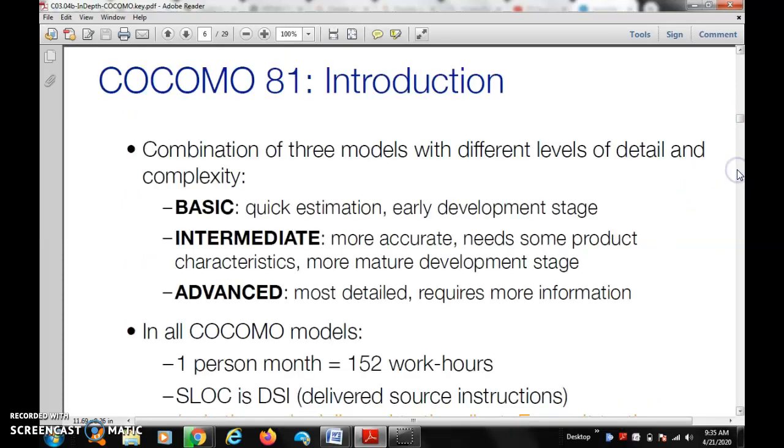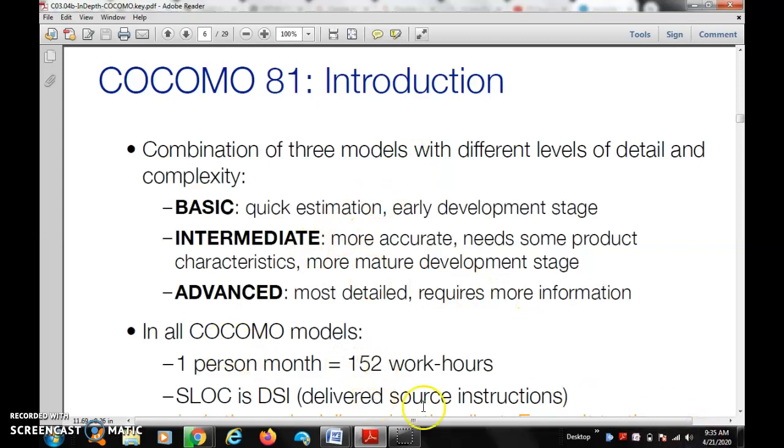COCOMO 81 introduces a combination of 3 models at different levels of detail and complexity. Basic: quick estimation, early development stage. Intermediate: more accurate, needs some product characteristics, more measured development stage. Advanced, in COCOMO 2: most detailed, requires more information. Intermediate, constructive cost model. The basic is always the introduction to the COCOMOs.